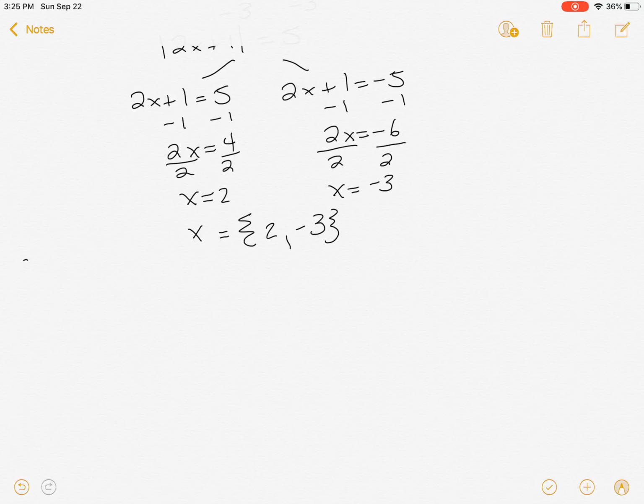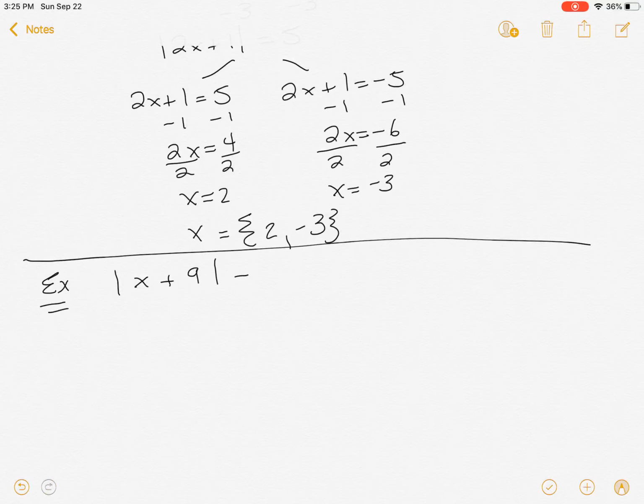All right, let's do another one of those just for good measure. So let's say I had the absolute value of x plus 9, minus 3 equals 7. So the first thing I have to do is get rid of the subtract 3. So I'm going to add 3 to both sides. So I get the absolute value of x plus 9 equals 10.